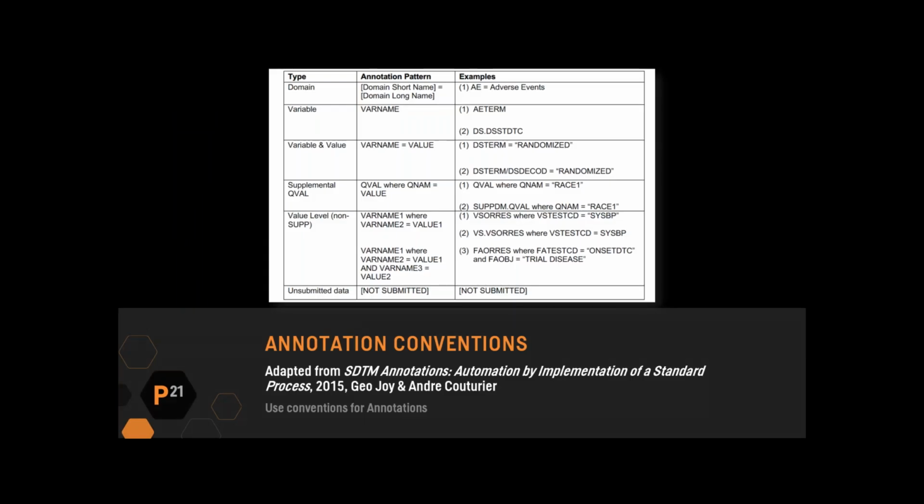And then to go on with the annotation conventions, this is a sample table of conventions adapted from a paper that was published in 2015. On the left, we have the different annotation types: domain, variable, variable and value, supplemental QVAL, value level, and then unsubmitted data. In the other two columns, we have the annotation pattern, and then some actual examples of how that might play out. So it's good to have a table like this for your company so that people creating the annotated CRF know the conventions that need to be followed.